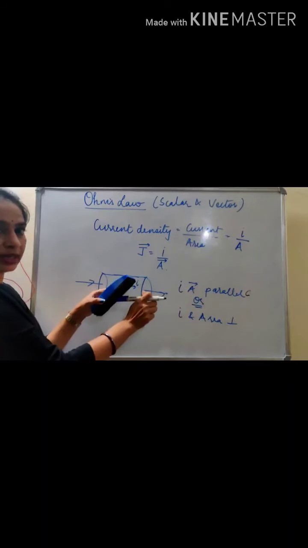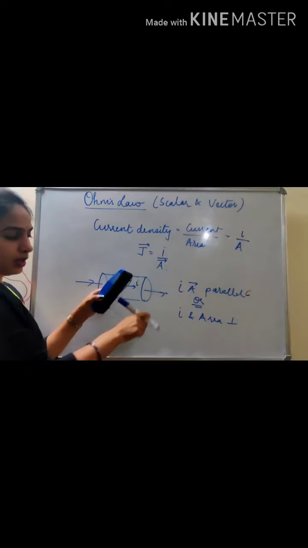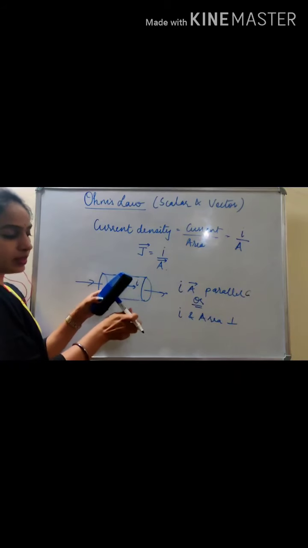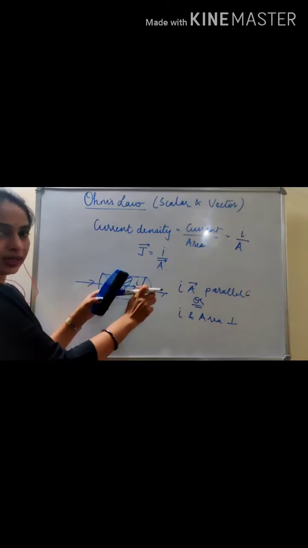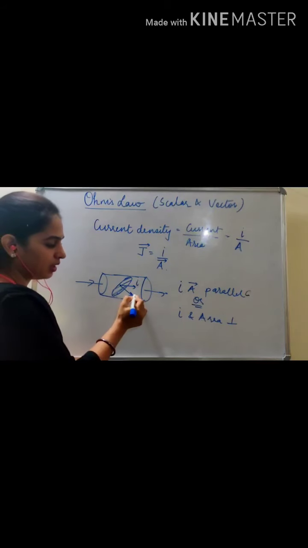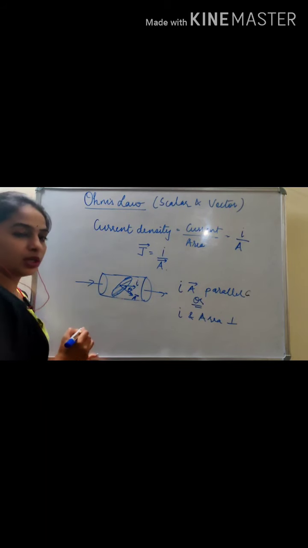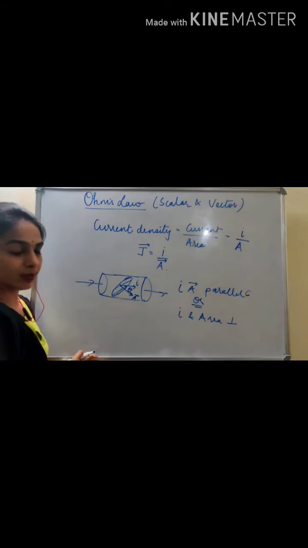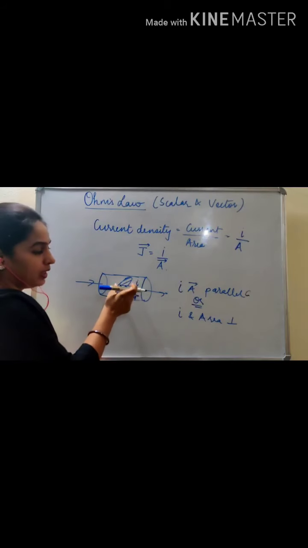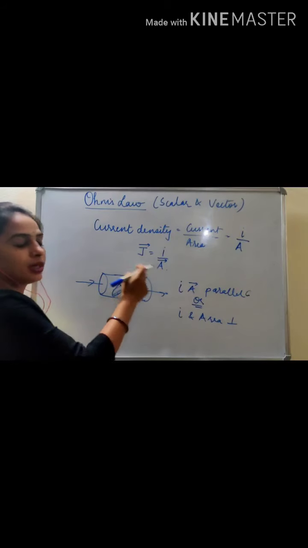Now what if I take the area like this? What is the perpendicular to the area vector? The area vector will be like this, perpendicular to this surface, and the current is in this direction. Let us say that the angle between current and area vector is theta. What I told you is that current and area vector should be parallel to each other to get current density.